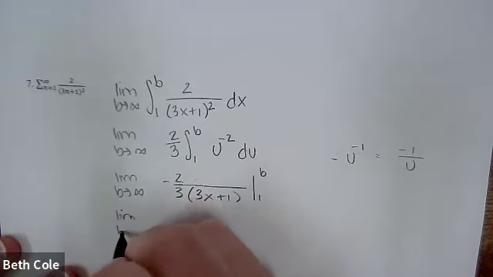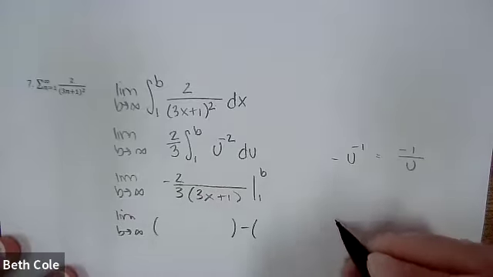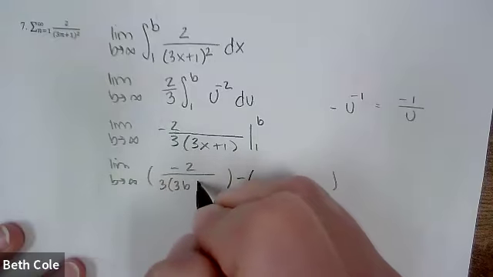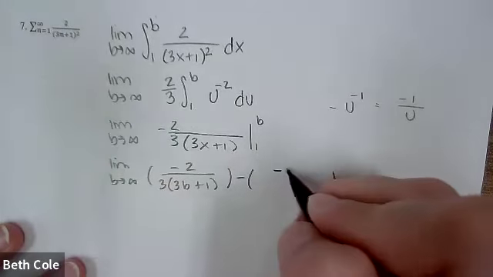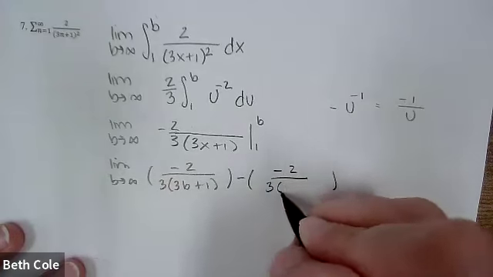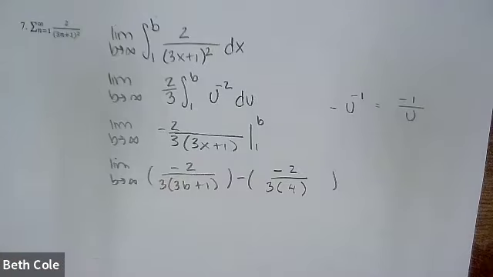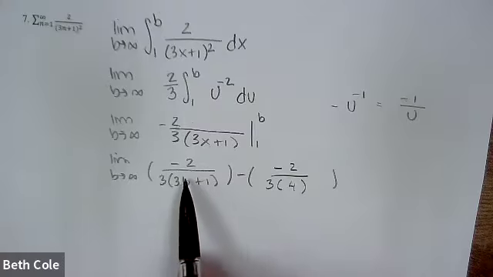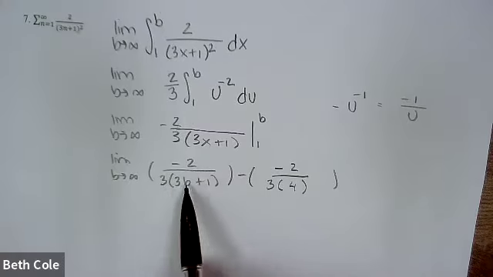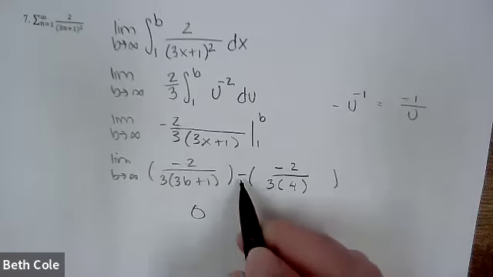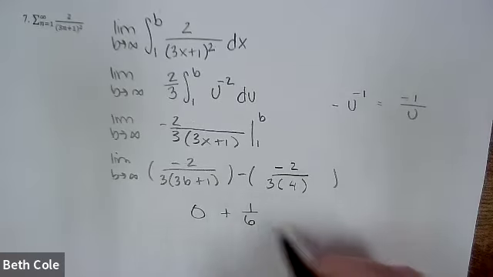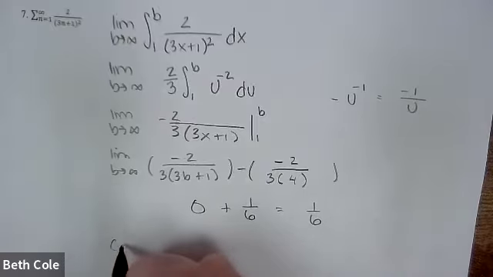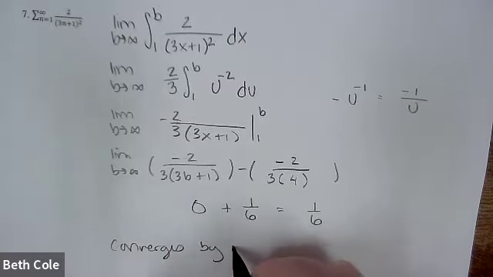All right, now we're going to do upper minus lower. So if I plug in b, it's just going to be that exact same thing except with b there. And then if I plug in 1, what is that going to be? 3 times 4? Did I do that right? Yeah. All right, and then the last thing we're going to do is evaluate the limit. As b goes to infinity, this denominator is going to get bigger and bigger. So this portion goes to 0. Negatives cancel, and that is 2/12, which is 1/6. So 1/6 is our answer to the whole thing. And so this converges by the integral test.